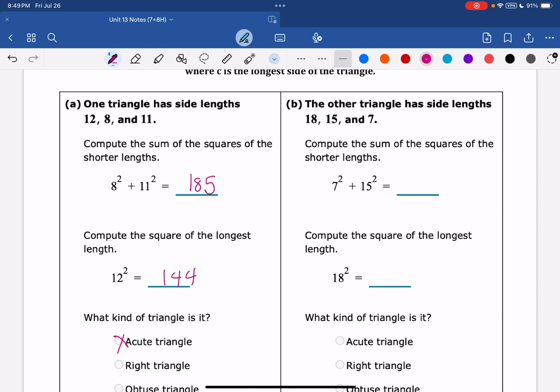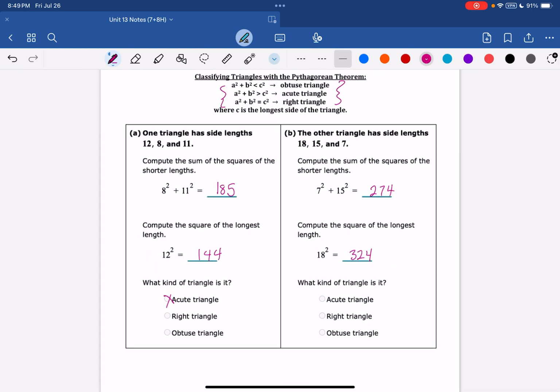All right, here we go. We have another triangle with sides 18, 15, and 7. So we're going to take the two shorter sides, square them, and sum them. So 274. And then we're going to take the longest side and square it. And we get 324. So that sum is less than that third side squared, making this an obtuse triangle. Good luck.